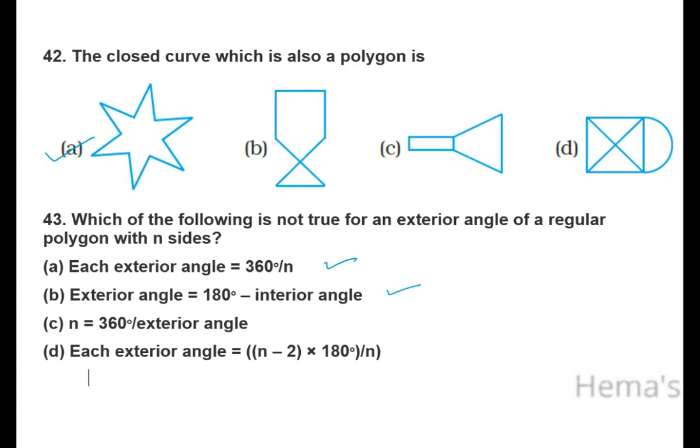So n is equal to 360 degrees upon exterior angle. This is also correct. Option D is the right answer. Each exterior angle is not equal to (n minus 2) into 180 degrees by n. It is equal to 360 degrees by n, right?